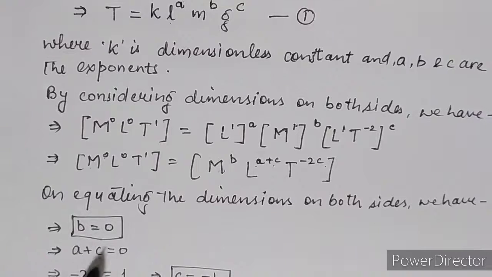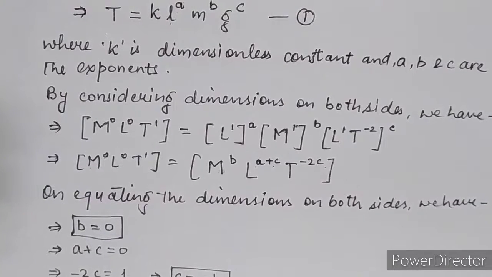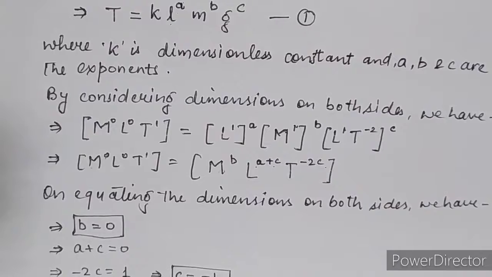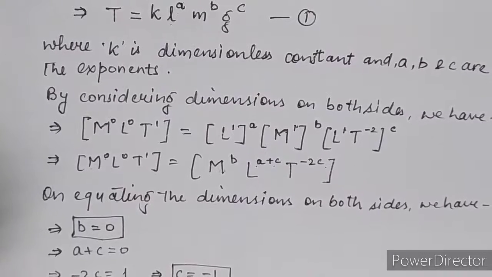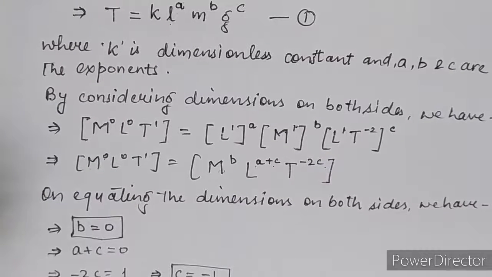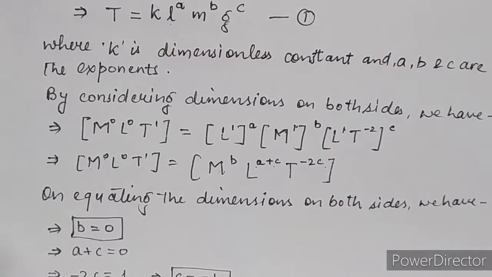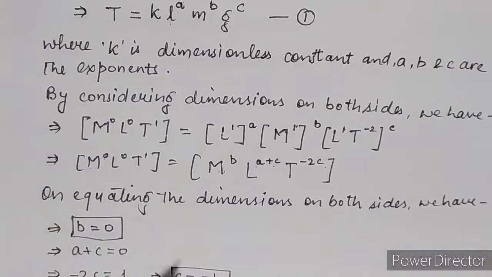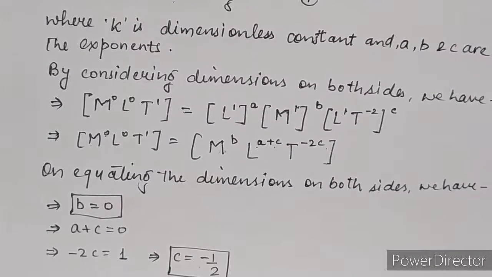So here I am putting the value of c. So what was that? a minus 1 by 2 is equal to 0, and a is equal to 1 by 2. Okay, clear? Now all the values of a, b and c we have calculated. Now what we have to do, we have to put these values in equation number 1.